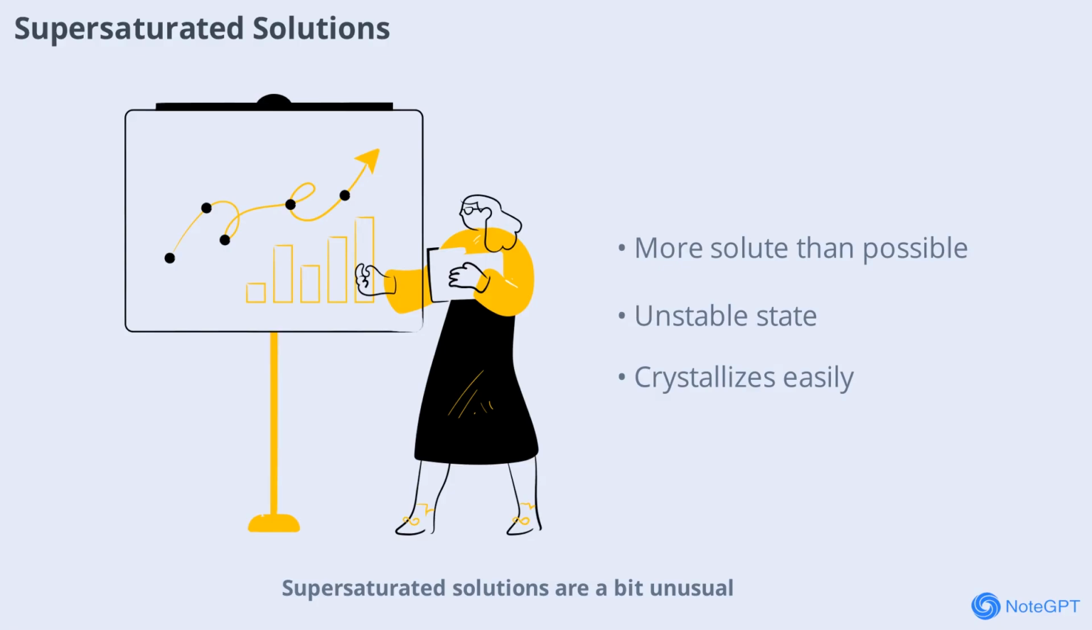Supersaturated solutions are a bit unusual. They contain more solute than should be possible at a given temperature, making them unstable. This can happen if you dissolve extra solute at a higher temperature and then cool the solution down. The excess solute stays dissolved temporarily, but any disturbance can cause it to crystallize out suddenly. Supersaturated solutions are fascinating and are used in making crystals and in some industrial processes.